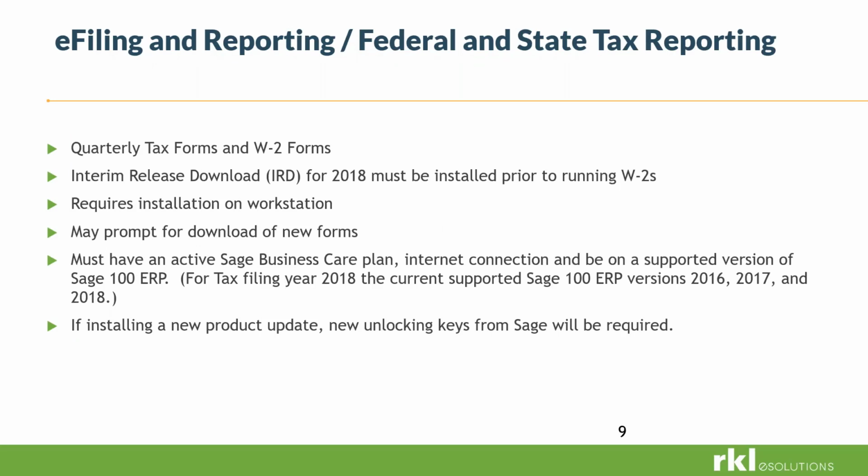So the next reports that you'll need to generate after the IRD has been installed are your quarterly tax forms and your W-2s. Now, in order to generate them, you'll need to access a task called eFiling and Reporting, or if you're on version 2018, it's called Federal and State Tax Reporting.